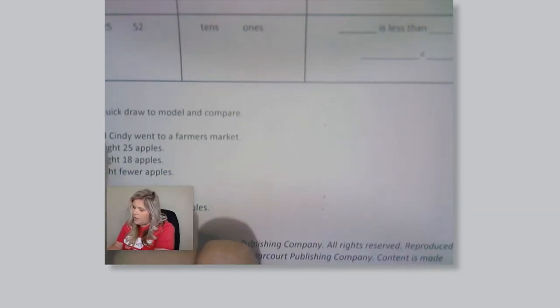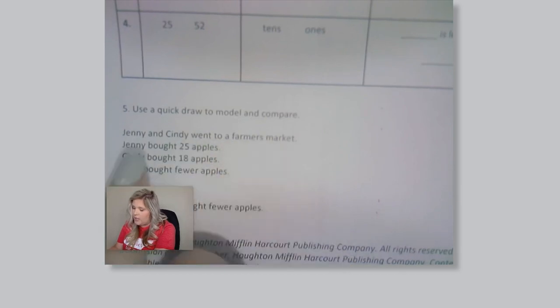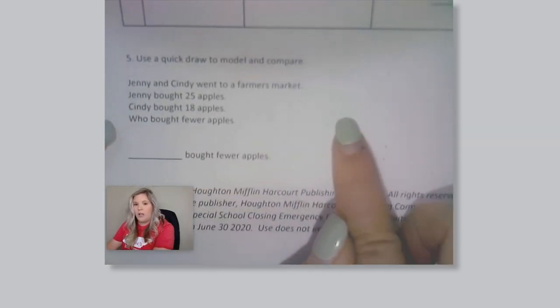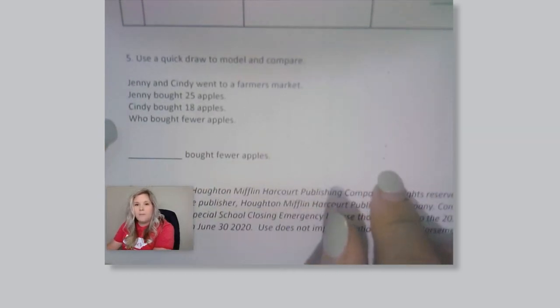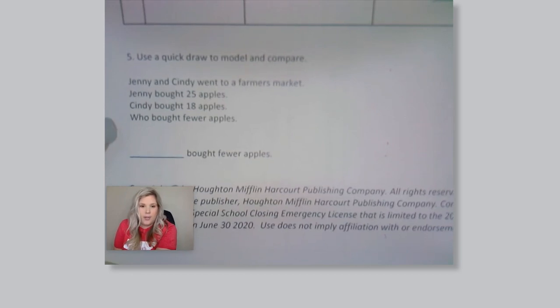And then the last one, number 5. Use a quick draw to model and compare. Jenny and Cindy went to a farmer's market. Jenny bought 25 apples. Cindy bought 18 apples. Who bought fewer apples? So you're going to draw your place value chart, draw your quick draw of tens and ones, and then tell who bought fewer apples.